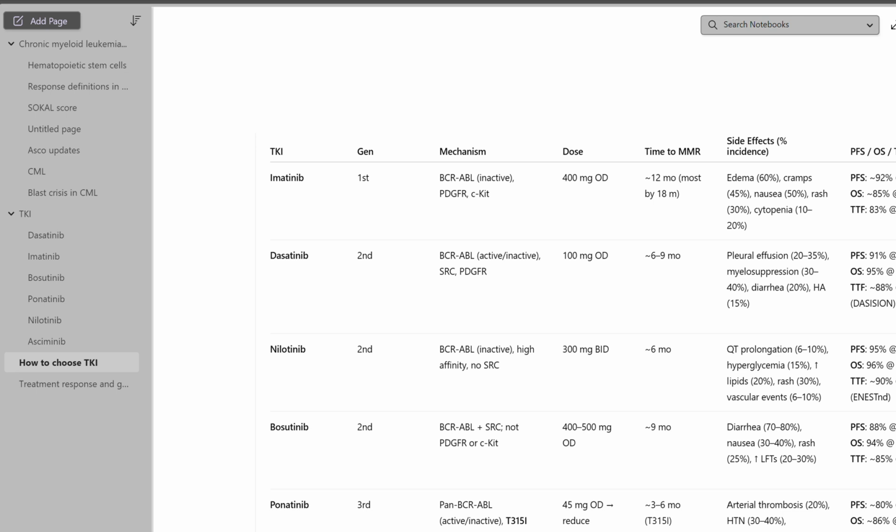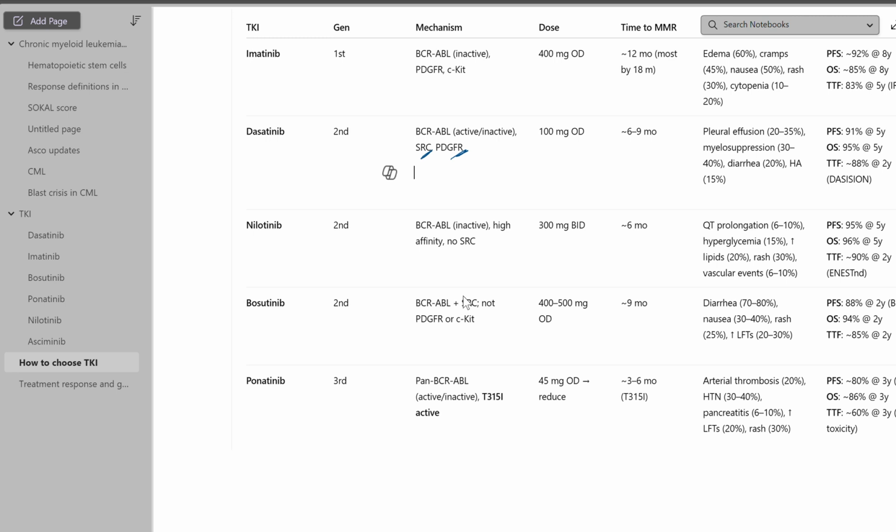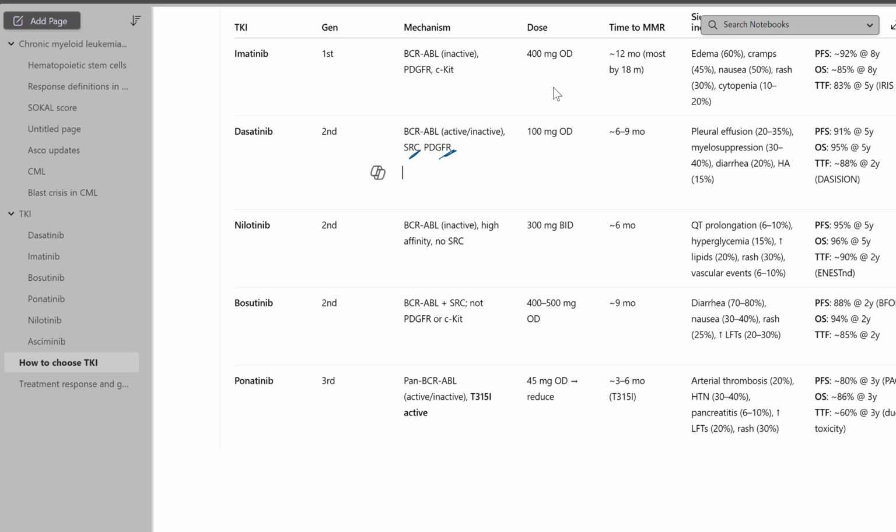Dasatinib blocks BCR-ABL both in the active and inactive state. So, Imatinib blocks it only in the inactive state. Dasatinib blocks PDGFR and it blocks SRC. SRC is another component of the tyrosine kinase domain. Imatinib is given 400 milligrams OD and takes about 12 months to reach a major molecular response, or 10 to the power minus 3, or 0.01 IS.